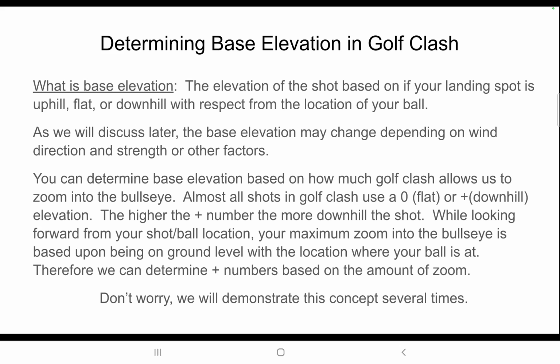And so when you're adding plus numbers for all of our clubs, it's going to make you pull more rings to account for that downhill shot, because you're trying to make sure the ball lands where you aimed at your bullseye point for most shots. While you're looking forward from your shot or ball location, your maximum zoom into the bullseye is based upon being on ground level with the location of where your ball is at. And therefore we can determine the plus numbers based off of the amount of zoom.